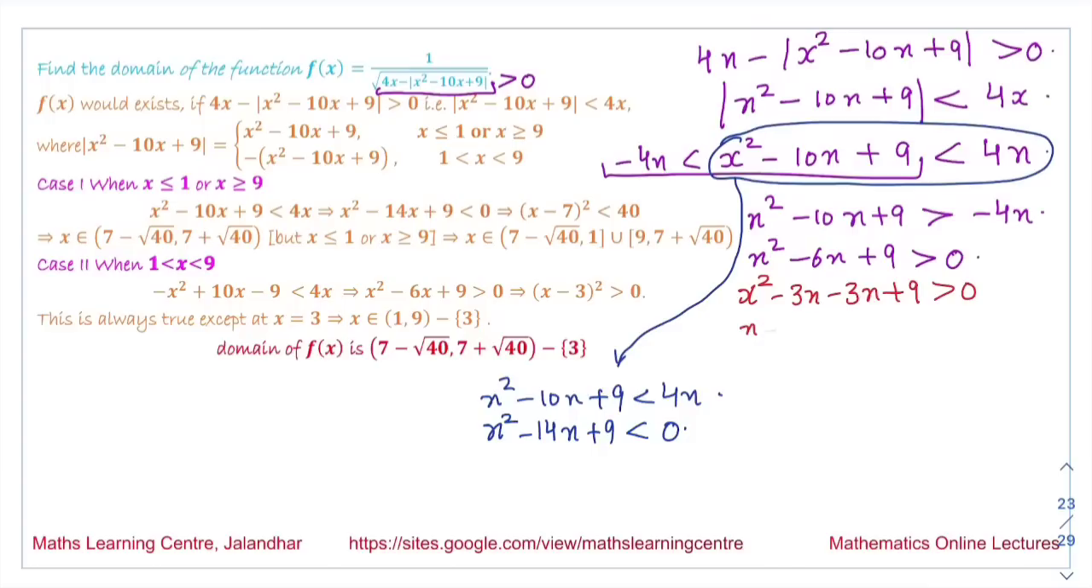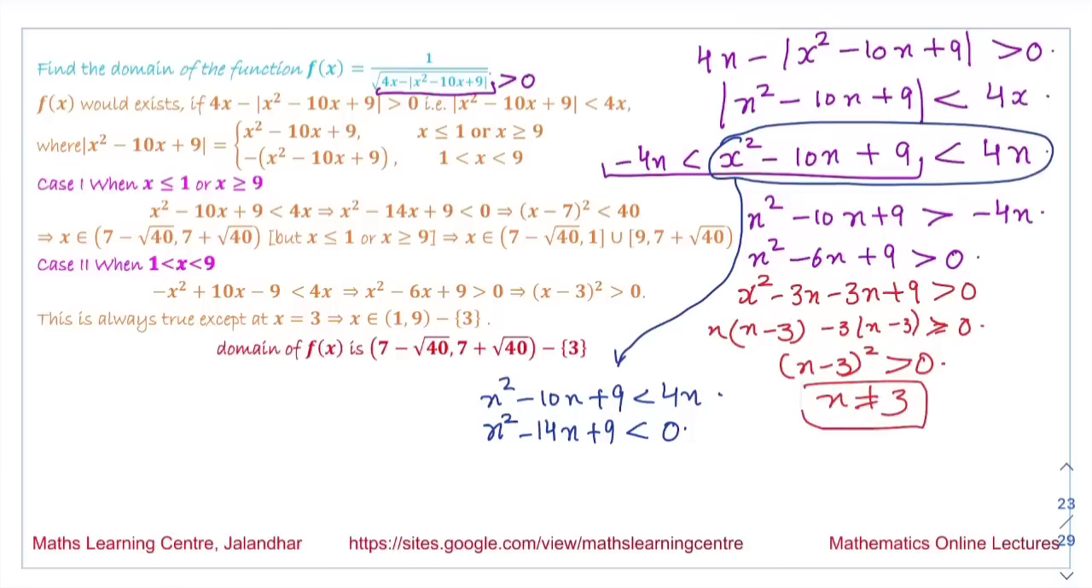So it is x minus 3, we have taken x common, minus 3 into x minus 3, that is equal to 0. So we get x minus 3 square should be greater than 0. So we are getting the value that x is not equal to 3. Now from the second equation, we are having the values from this equation.